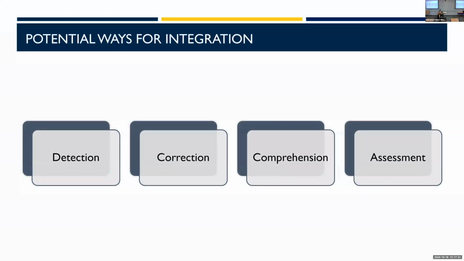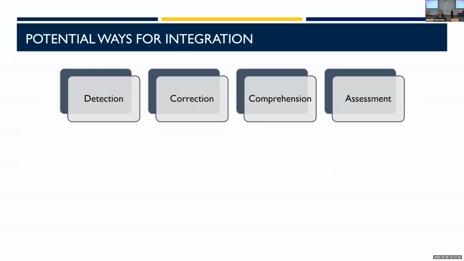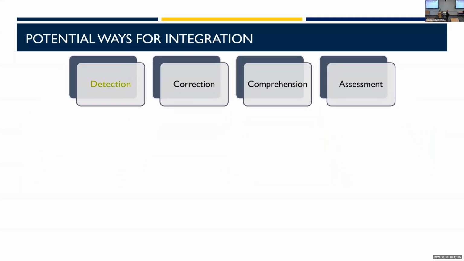So to do this, we have to think about how can we do this in an academic fashion, right? So the way we do refactoring is through multiple dimensions. We have the detection, correction, comprehension, and assessment. Let me show you how we typically do this, right?